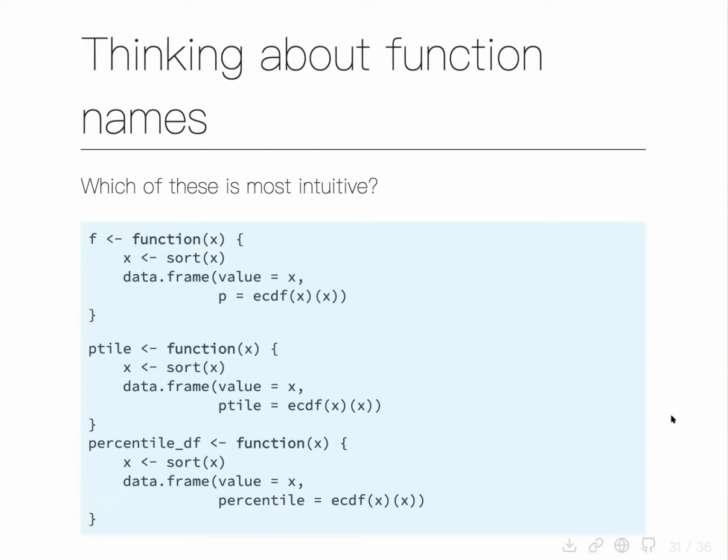It's the last one, right? Because this is just f. That's not helpful at all. This is p-tile, and it's returning a percentile, so that's nice. But it could be better. And this one's percentile underscore df. So this one's by far the most descriptive because it's going to return the percentiles for some x variable, and it's going to return it as a data frame.